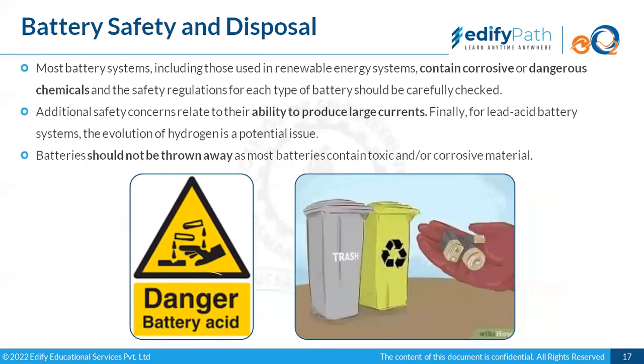Battery safety and disposal. Most battery systems, including those used in renewable energy systems, contain corrosive or dangerous chemicals, and the safety regulation for each type of battery should be carefully checked. First of all, when we are disposing of it, we should not dispose of it as it is, like throwing it into the garbage.